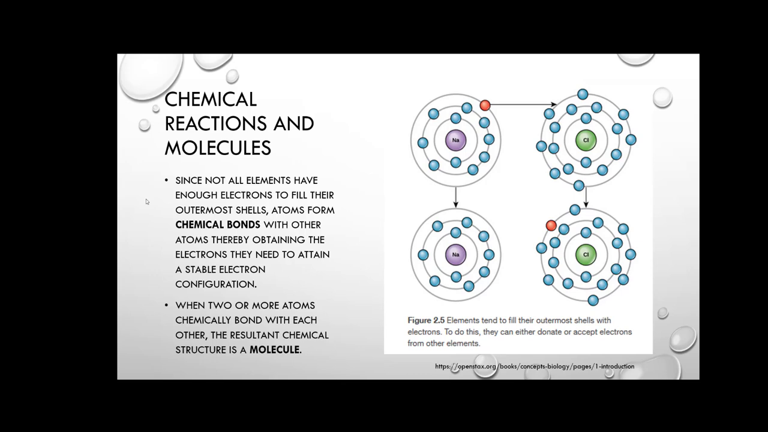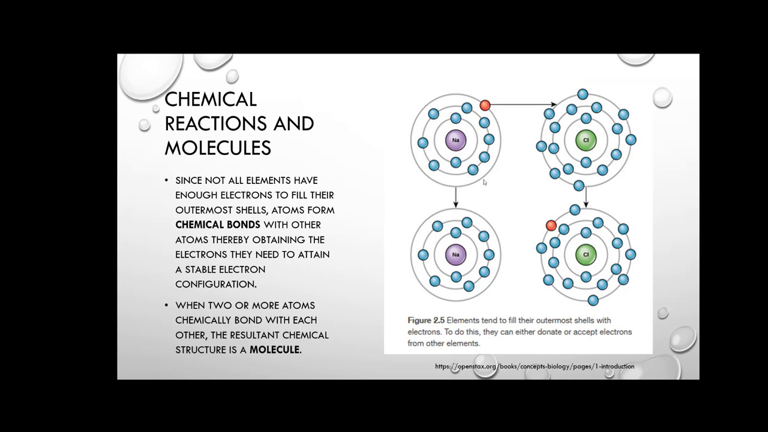So let's talk about chemical bonds and reactions. Not all elements have enough electrons, obviously, to fill their outermost shell. So most of them don't. So they're going to form chemical bonds. They're going to bond with each other to fill their shells. And when they do bond together, they form a molecule.